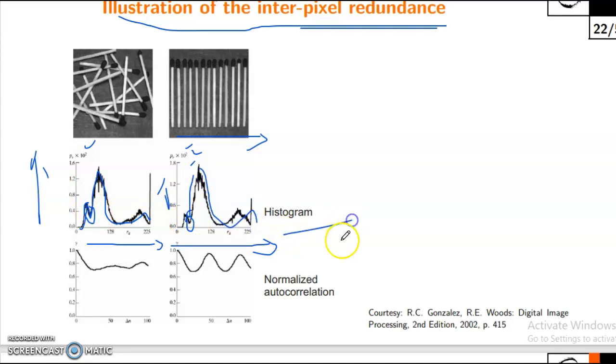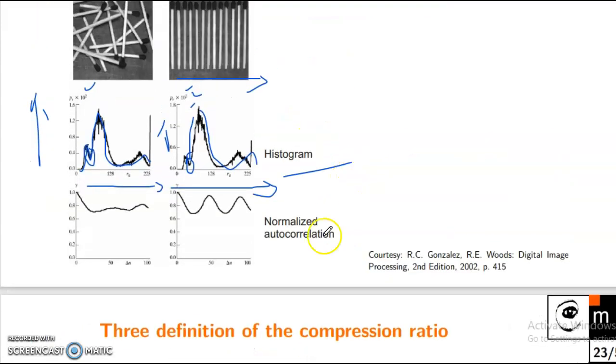The histograms are almost the same, but what about the normalized autocorrelation? What is happening here? Here it goes 0 to 100, and 0 to 1. This is the normalized autocorrelation plot, which looks sinusoidal, like waves.